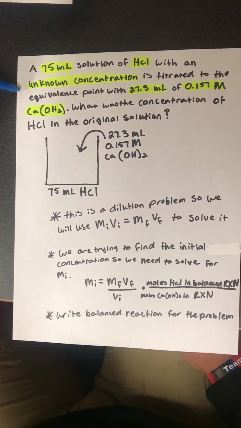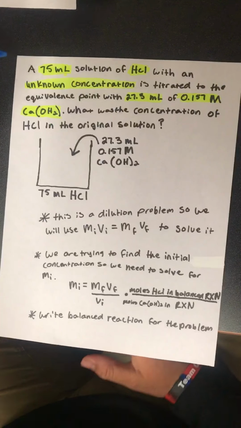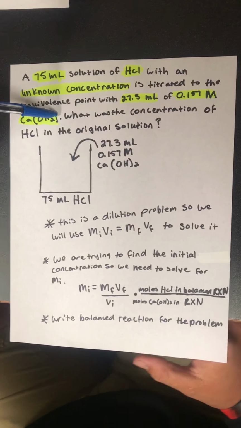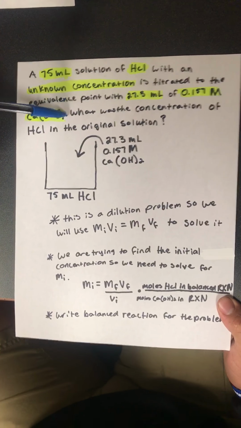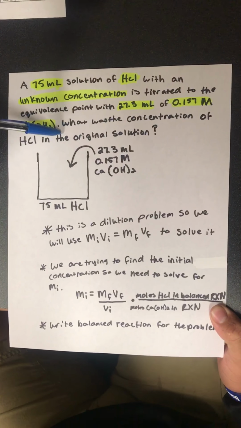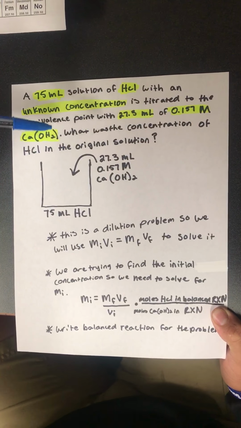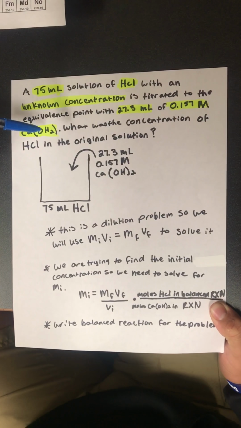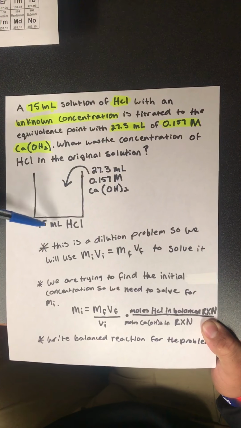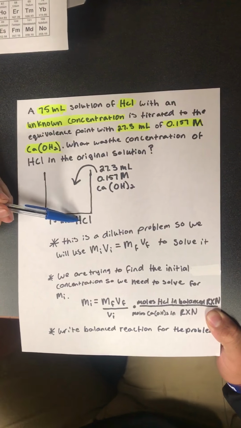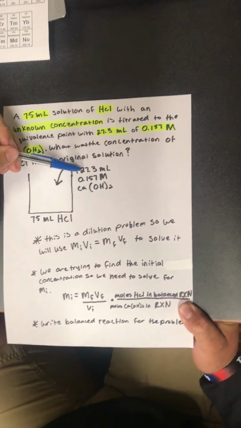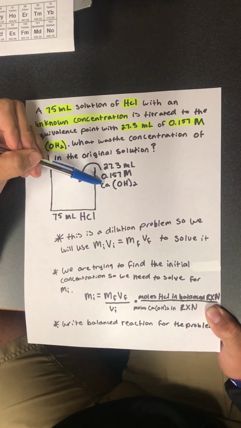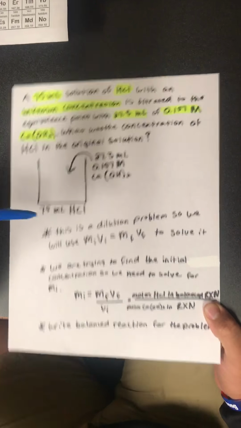We first need to go back and determine what parts of the problem are important to solving it. From the problem, we learned that we need to find the initial concentration of the HCl solution. Sometimes this is easier to understand when you draw a picture of what is going on. So as you see here, we have a 75 milliliter solution of hydrochloric acid, and to that 27.3 milliliters of 0.157 molarity calcium hydroxide are added.